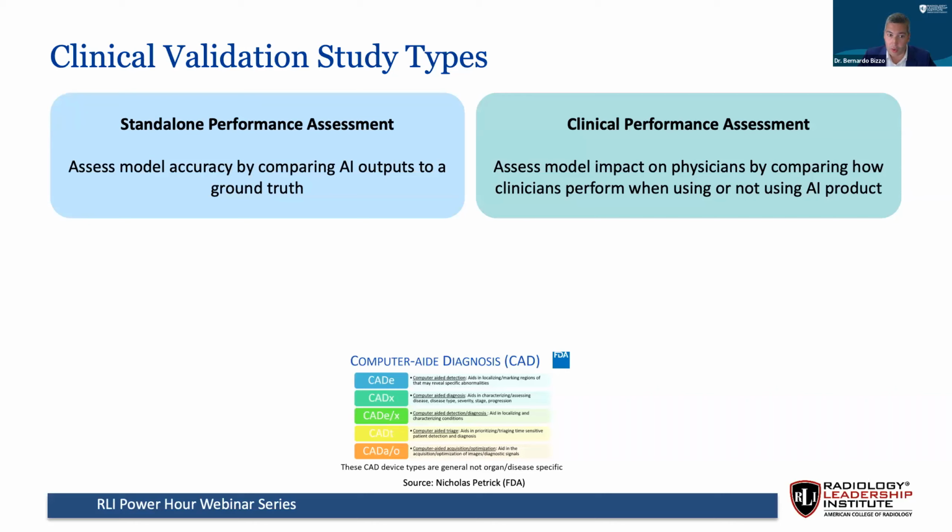The CADe or detection devices can show findings on an image, based typically on segmentation tasks, or convert those segmentations, for example, into a bounding box around a lung nodule on a CAT scan, and also classify the nodule attenuation, its location, measure the size, and so on. But typically, it stops around there.